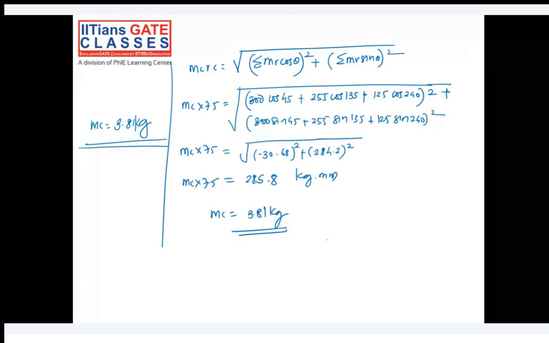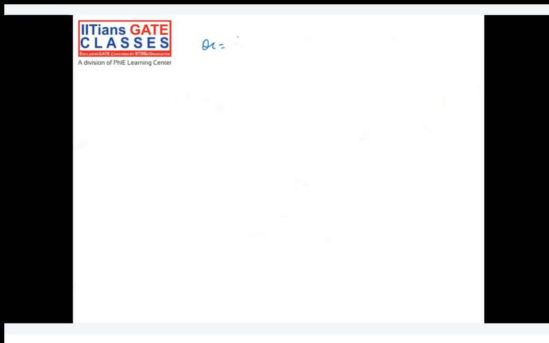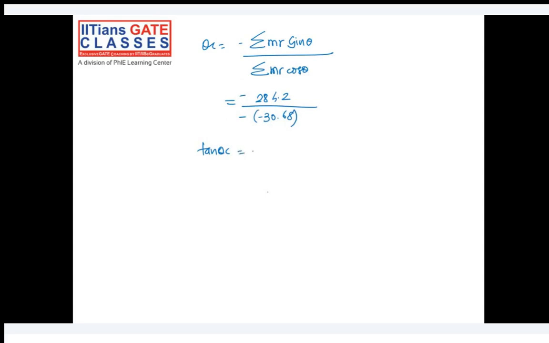And theta c, as I said, you will again implement the formula. So what was the formula? Summation mr sine of theta divided by summation mr cos of theta. Just now we have written the terms. Summation mr sine of theta was 284.2 and summation mr cos of theta is minus 30.68. Okay, so if you solve it, tan of theta c, so it was minus minus, so it will become minus 9.26. So theta c will be equal to tan inverse of minus 9.26, and that is equal to 276 degrees and 12 minutes.